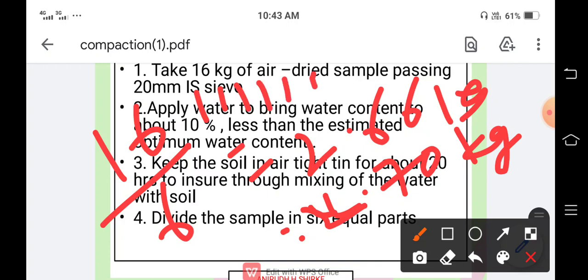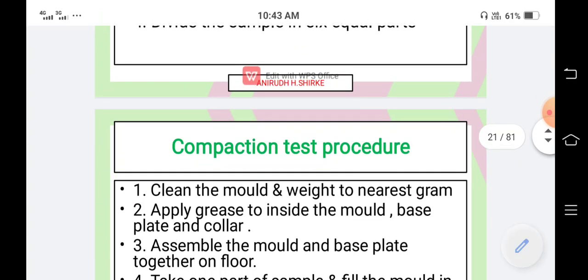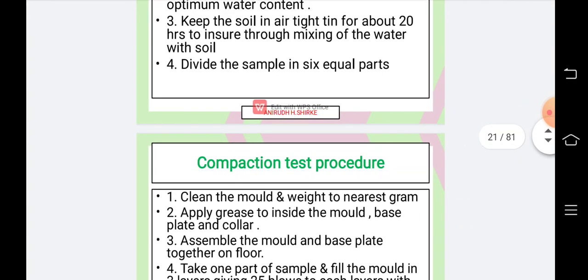Out of these 6 parts of 2.70 kg, take only one part and find out the bulk density. From the bulk density, find out the dry density. So first of all, take only one part of the soil sample, that is 2.70 kg. Then take the mould.